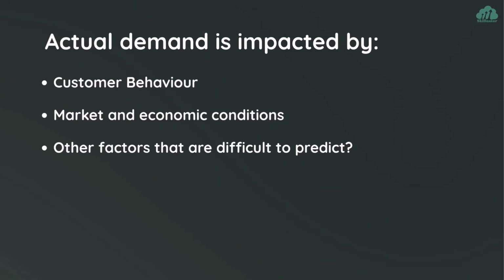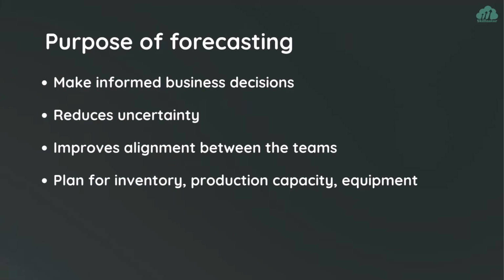So if forecasts are always wrong, why do we even bother creating them? Because the purpose of forecasting is not to be perfectly accurate. The purpose of forecasting is to help the business make better decisions than just random guessing in the air. A good forecast reduces uncertainty, creates alignment across the teams, and allows the business to plan production, inventory, and capacity in advance. Even an imperfect forecast is far more useful than no forecast at all.